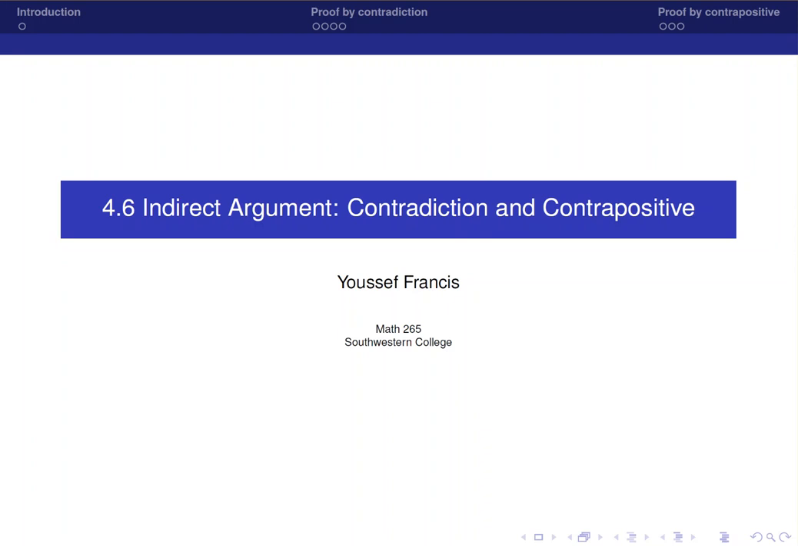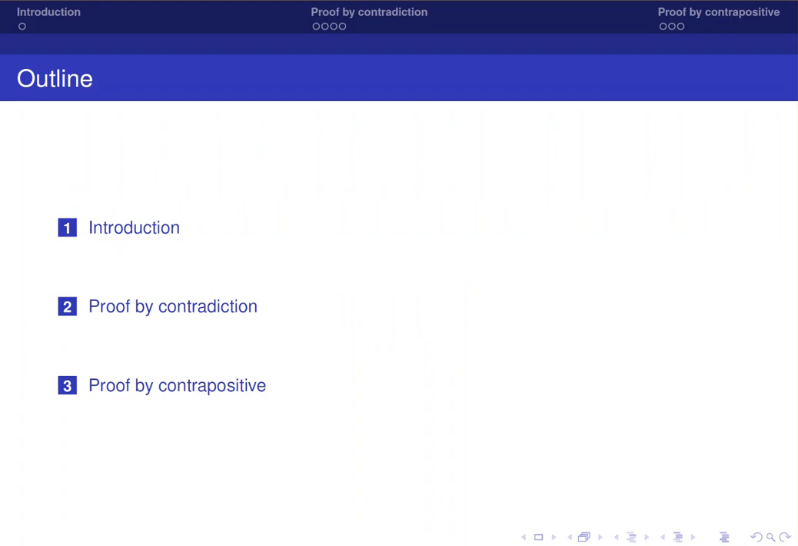In this video, we begin section 4.6. The title of this section is Indirect Argument, Contradiction, and Contrapositive. In this section, we are going to introduce a new technique for proving arguments. This technique is going to be called an indirect method of proof, and this method uses the contradiction and the contrapositive methods.